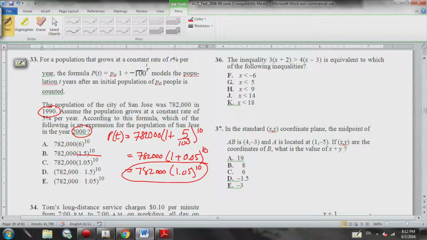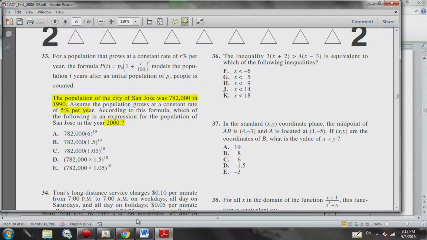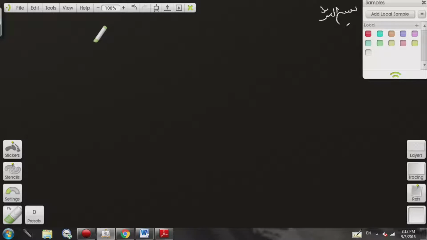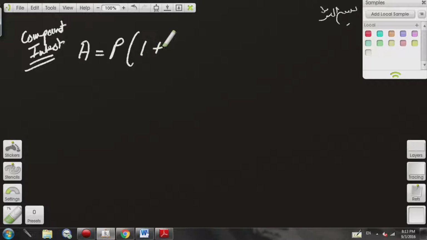Now this question is very easy if you know this formula, the formula for exponential growth. If you did Algebra 2, you would have encountered that, or perhaps even in Algebra 1 otherwise. This is important. It's very similar to compound interest. They might have a question like this. Compound interest, if somebody puts some money in their bank, the formula for that is this.